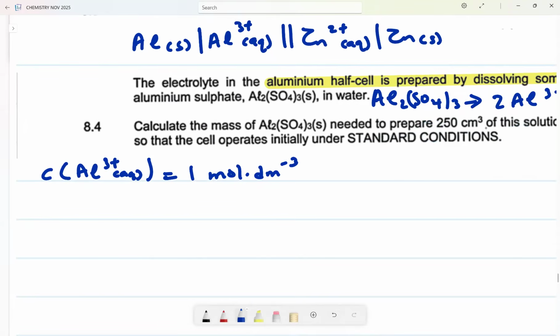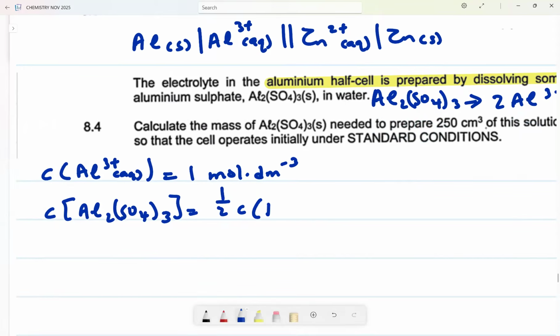Therefore, I know that for every 1 mole of this, there are 2 moles of that one produced. So I'm going to say the concentration of Al2(SO4)3 is going to be half the concentration of Al3+, because for every one there are 2 of those. So for every 2 of aluminum, there is 1. So for everything of this, there is half of aluminum. So it is half of the concentration of Al3+. So it's going to be half multiplied by 1, which is just 0.5 mole per decimeter cubed.